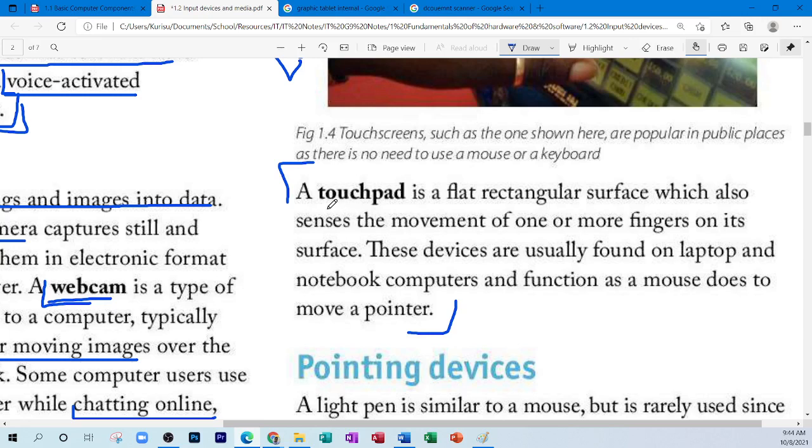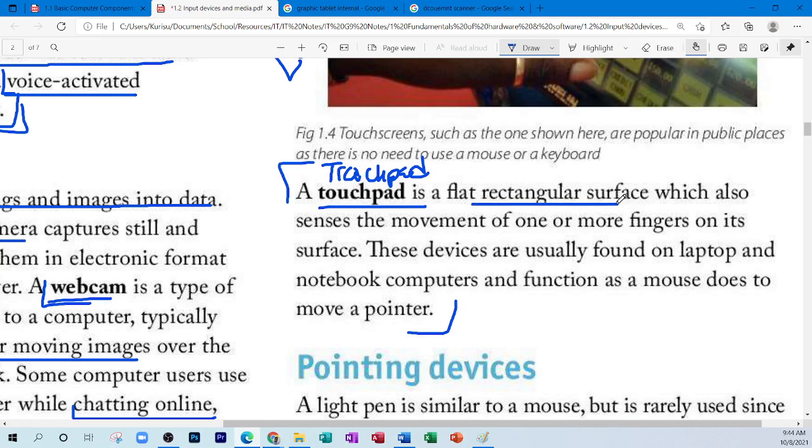Good. So we have a touchpad. Anybody know what's the other name? I think you guys should know. There's another name we call the touchpad. No one? It also starts with T. Yes, that is correct. The trackpad. So the touchpad or the trackpad, you guys can take note of that, refers to the same thing.